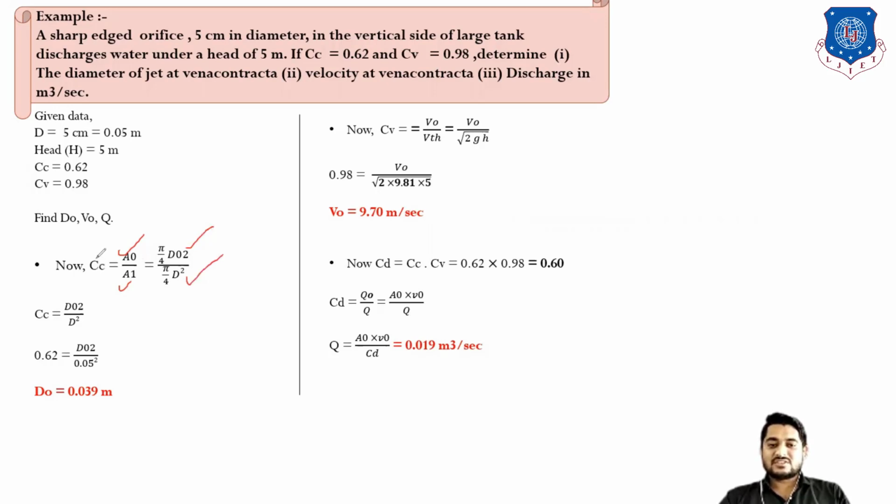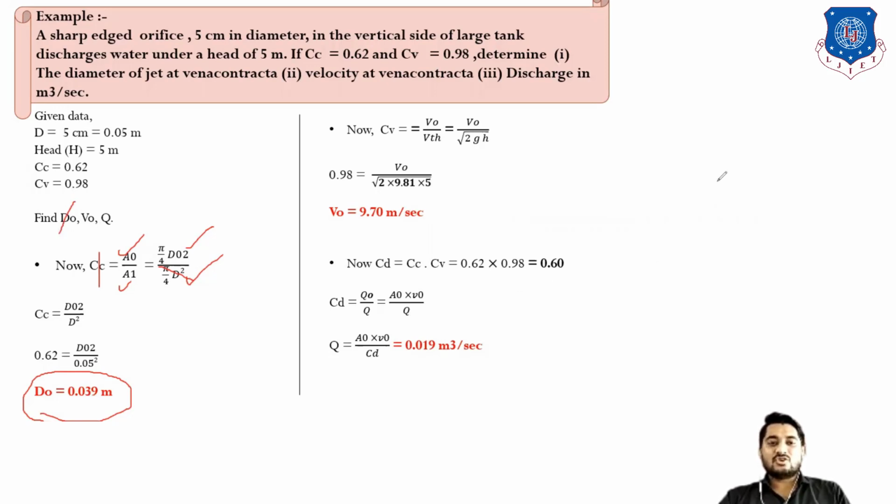Here in this equation, CC is given, and pi by 4 D square we can also find out. By this method, we will find the value of D0. So the first question is solved. D0 is found to be 0.039 meter.